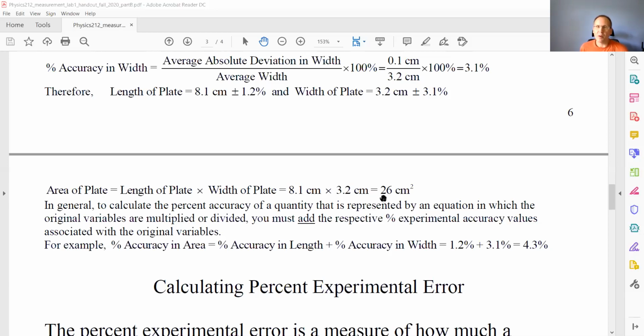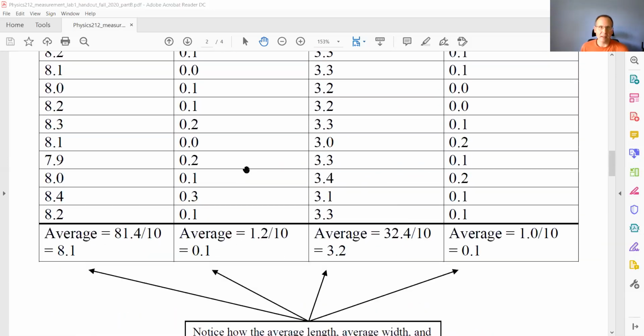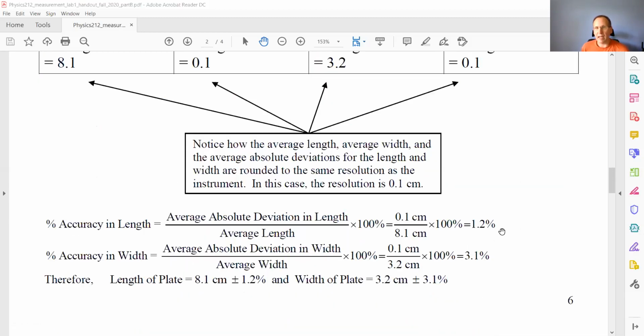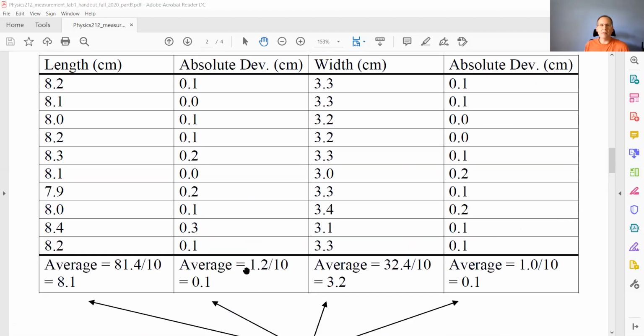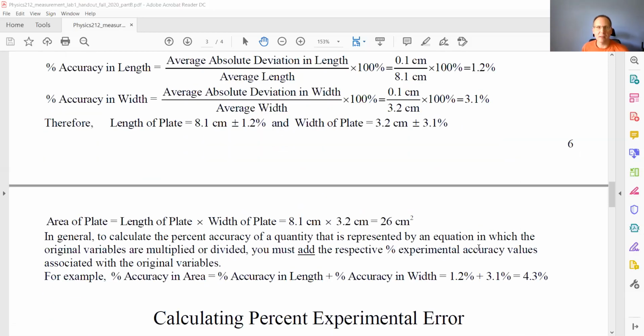The only thing that's really important when you're doing calculations is when you compute percent experimental accuracy, like up here, when you round the averages and round the average absolute deviations, these have to be correctly rounded to the resolution of the instrument. But when you compute the final percent experimental accuracy, if you gave me another decimal place here, I'm not going to worry about that too much. Okay, so just be aware of that. Just worry about rounding to the resolution of the instrument when you're computing percent experimental accuracy. But final answers, don't worry too much about sig figs.